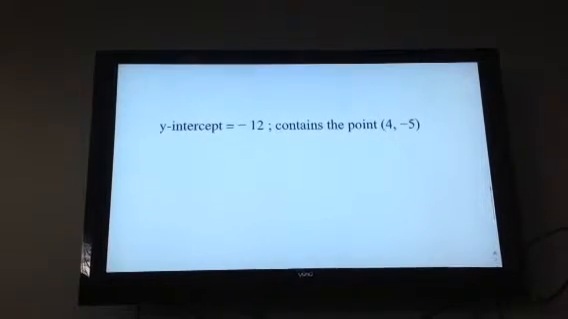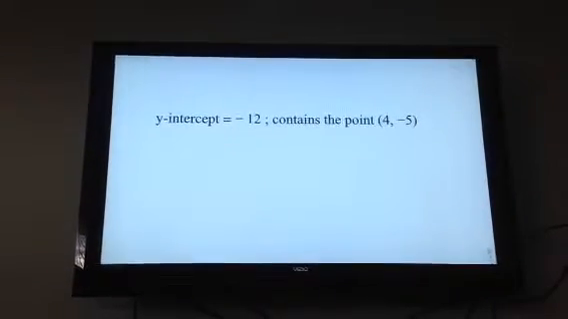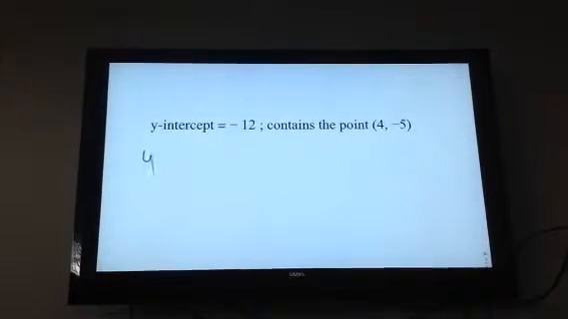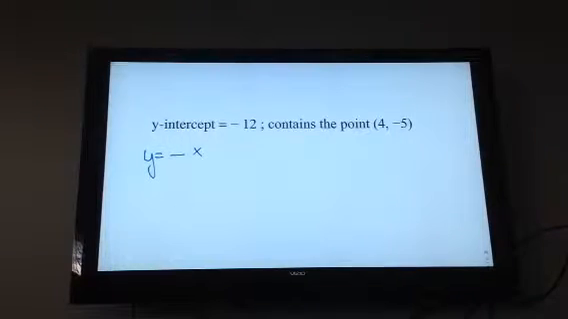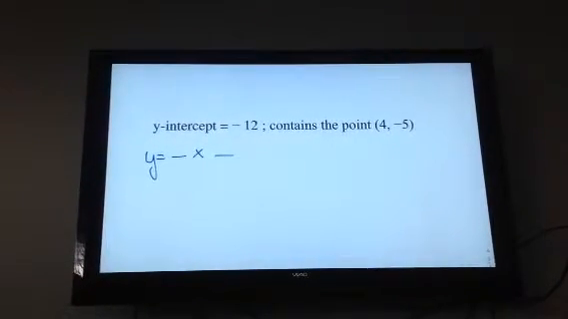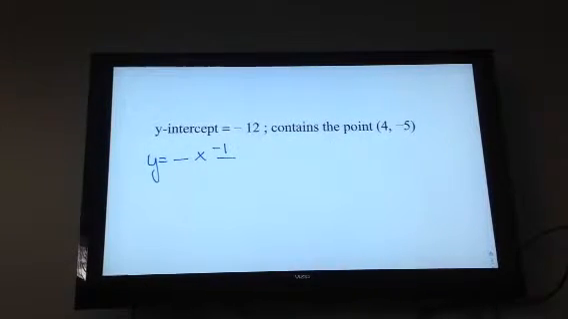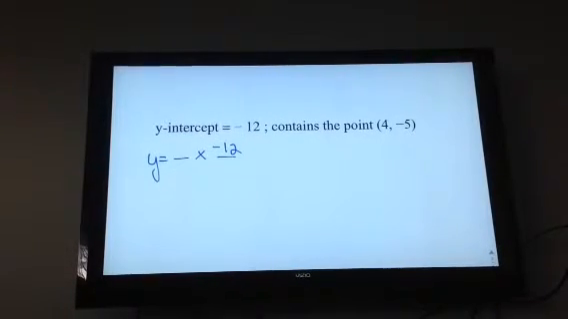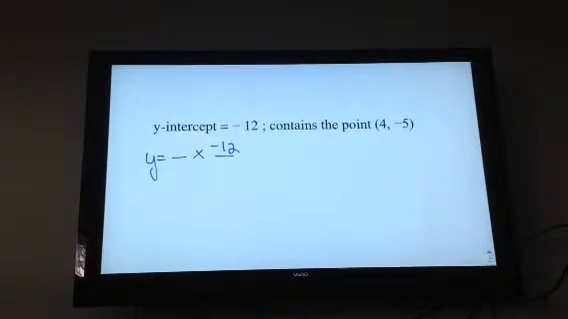Yeah. Okay, y-intercept of -12, contains the point (4, -5). So no indication that we're working with the special line here. So I know I'm going to fill in the blank. My b is -12. They give me that. Contains the point (4, -5). I have to find m from this. I can do this 2 ways.